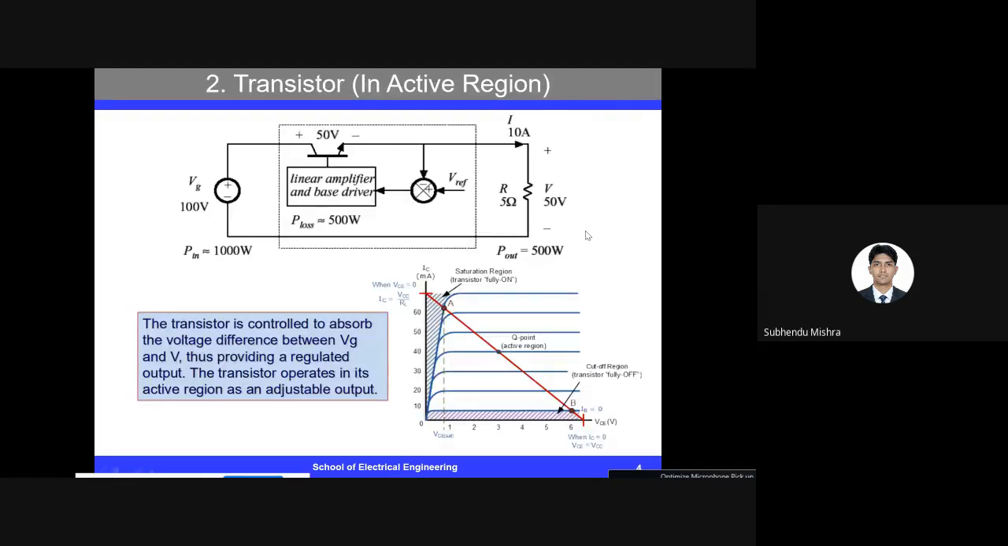Another way we can do it is to use a transistor. The transistor is in series, and we can use a control circuit. Now this transistor, you can see over here, this is the output characteristic of this transistor.